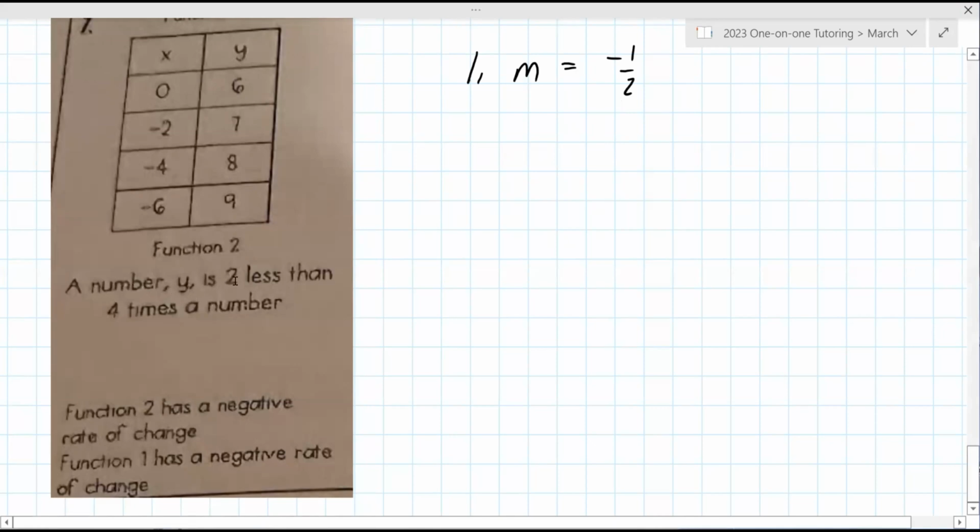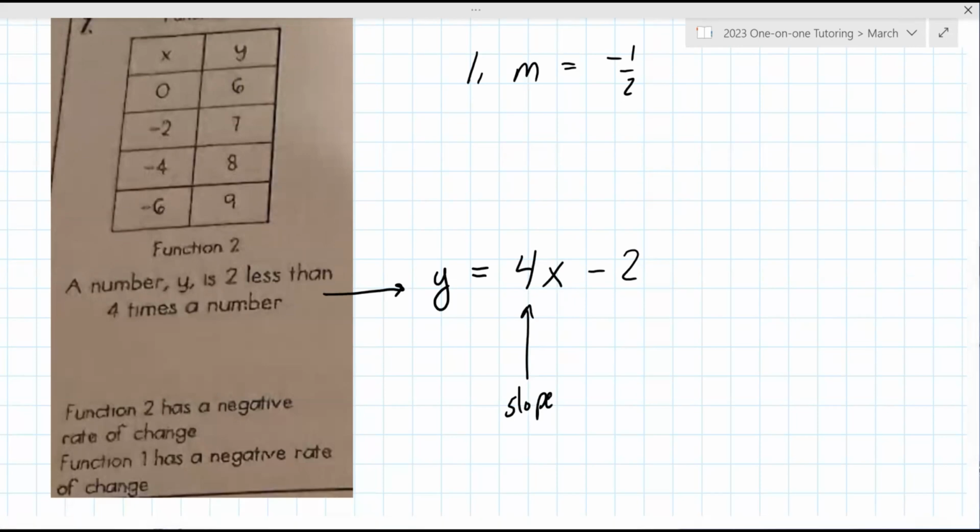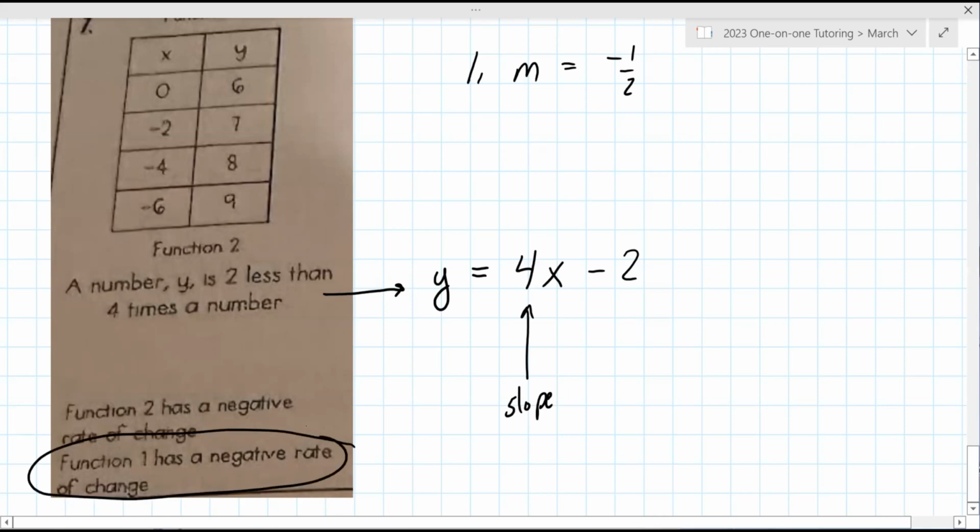Function 2, let's talk about why it does not. It says y equals 2 less than 4 times the number. So you always go with the 4 times first, then subtract 2. Does this have a positive or negative slope? Positive. Slope is always the number in front of x. Yeah. Okay, now I finally see what they're doing here. Boy, this took a while to figure out. So function 1 has a negative rate of change. Rate of change means slope. Okay.